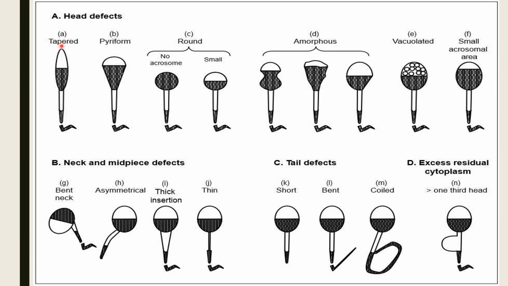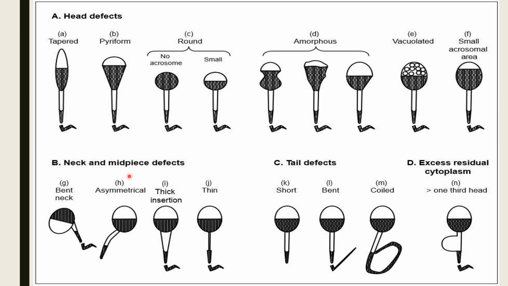So the head could be tapered, it could be pyriform, pear shaped, it could be round with no acrosome, could be small, could be amorphous, have different shapes, could be vacuolated with more than two vacuoles, and could have a small acrosomal area that is less than 40% or more than 70% of the head.